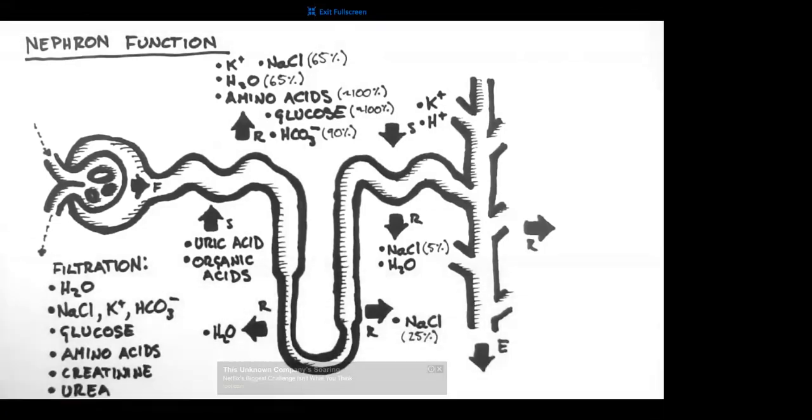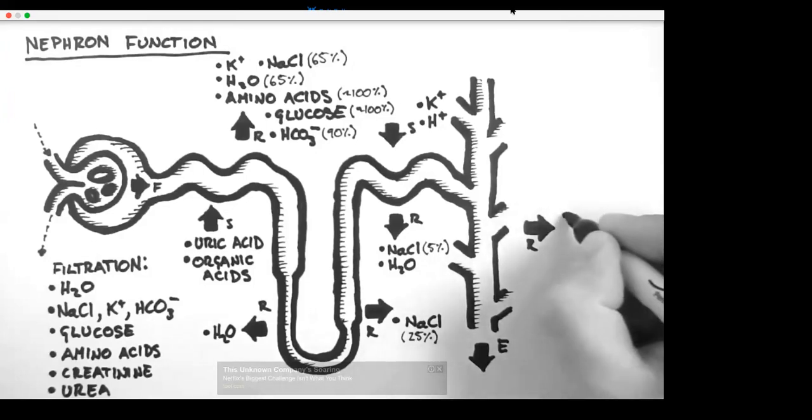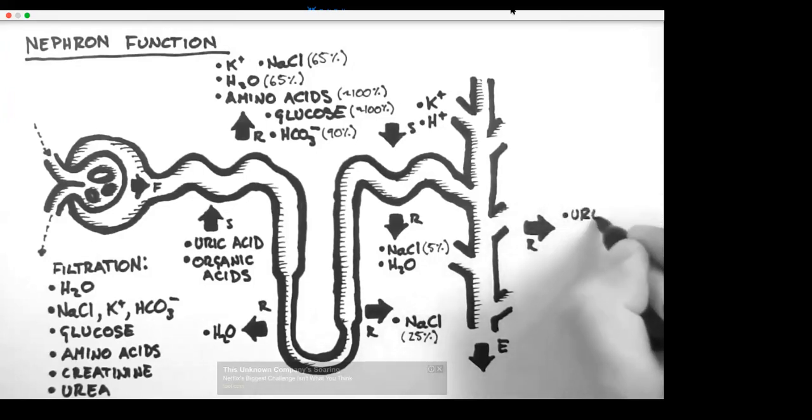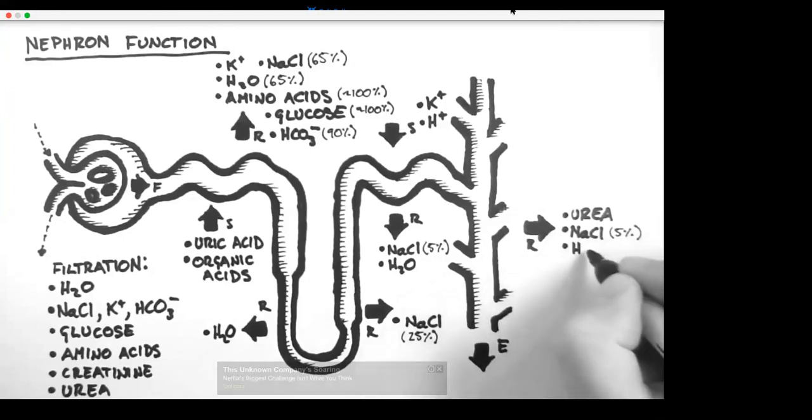So a simple way to think about the nephron is that the proximal tubule does most of the reabsorption and secretion. The loop of Henle does the concentration, and the distal tubule does the fine tuning. This brings us to the collecting duct. And here, one last bit of reabsorption occurs. Some urea, about 5% of the filtered sodium chloride, and some water are reabsorbed.